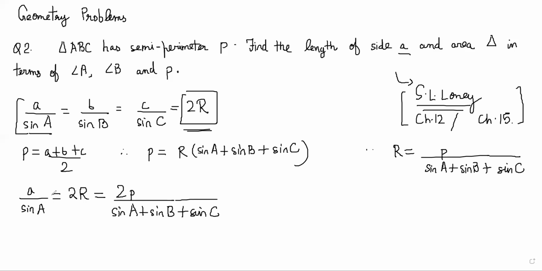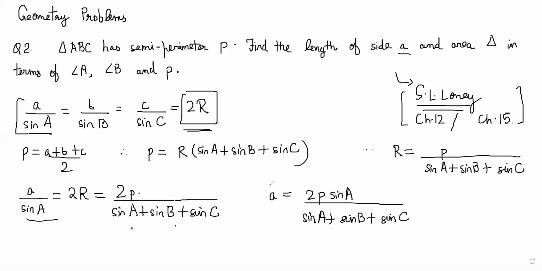And this already is close to what we need because we have sine A, we have P, we have angle A and angle B, but the only problem is angle C, which is fairly straightforward. What we'll do is a is equal to 2P sine A by (sine A plus sine B plus sine C).